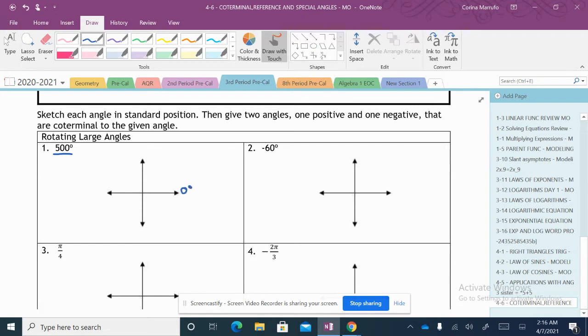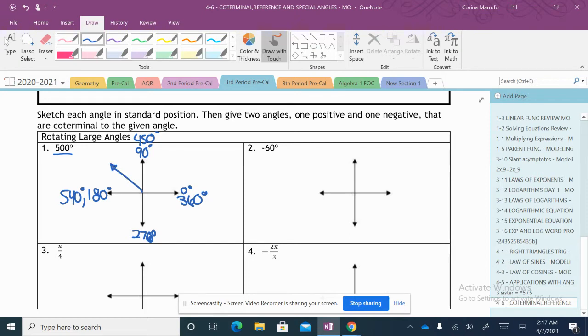Remember, we start at 0 degrees, and then 90, 180, 270, 360, but that's still not enough because we're going all the way to 500. So 360 plus another 90 is going to give me 450, plus another 90 is going to give me 540. So 500 is going to land in between 450 and 540, and it's going to be closer to the 540, just a little bit.